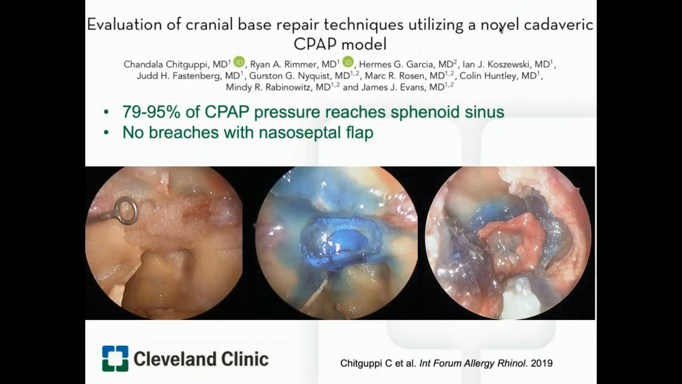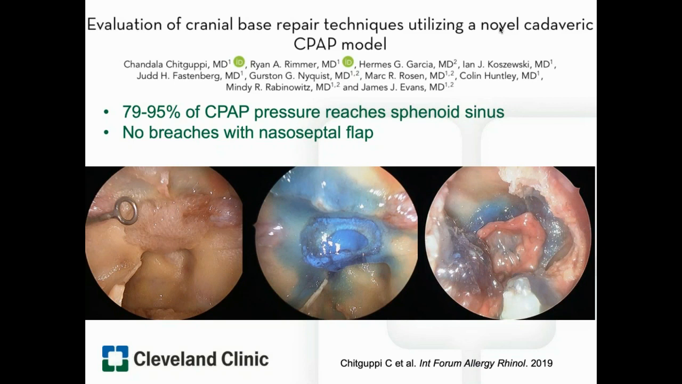This was more recently published by our colleagues at Jefferson. They used a cadaveric model where they put pressure sensors near the pituitary gland, and they measured with the use of a CPAP machine. First of all, they looked at how much of the CPAP pressure actually reaches the sphenoid sinus. And they found that actually the majority of it does, 80 to 95%. So, if your CPAP has a pressure of 10, we can expect maybe a pressure of 8 getting to the sphenoid sinus.